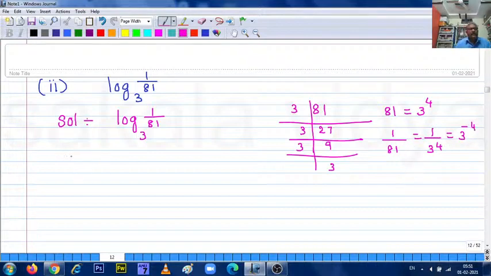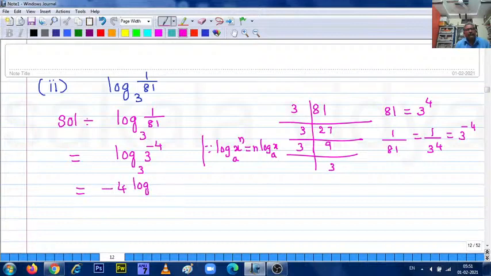So this we can write log of 3 raised to negative 4 to the base 3. So we have the formula: log x to the power of n to the base a equals n times log x to the base a. This we can write minus 4 times log 3 base 3. This log 3 base 3 is 1. So minus 4 times 1 equals minus 4. This is the answer. Yes, absolutely correct. Minus 4.